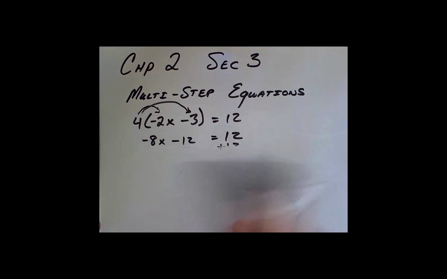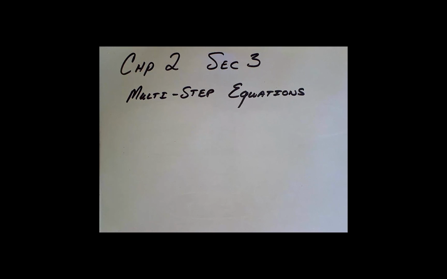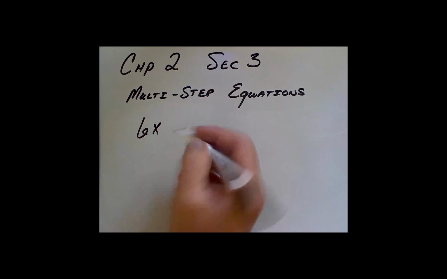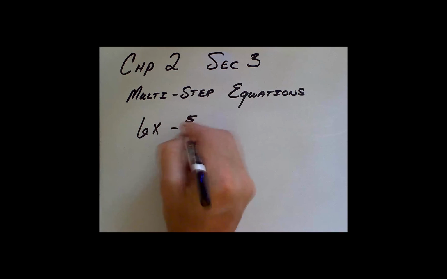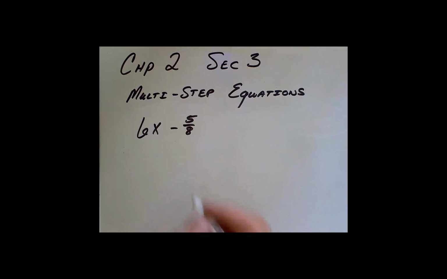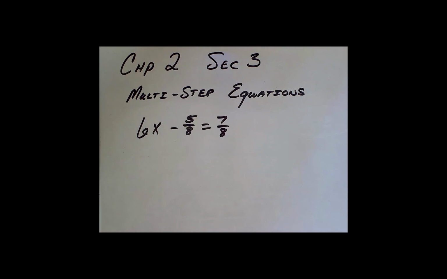Let's take a look at one other, and that's dealing with fractions. The one I want to put up there for fractions is going to be 6x minus 5/8 equals 7/8. Yes, I'm taking these out of the book, and I'm not coming up with them in my head.